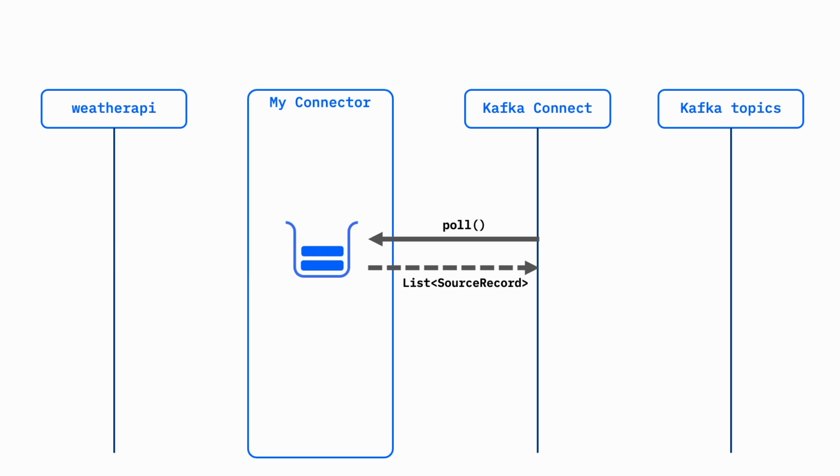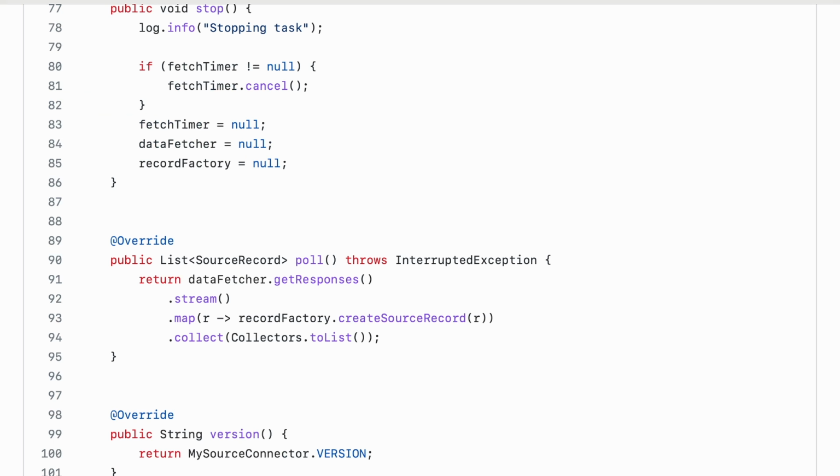Let's look again at the right-hand side. What happens when the Kafka Connect framework calls my task with that poll method? You can see that here on line 90. It's just getting the records that are currently available from my data fetcher class. So that's getting those events from the queue. It's turning those JSON API response objects into source records, which it then returns in a list.